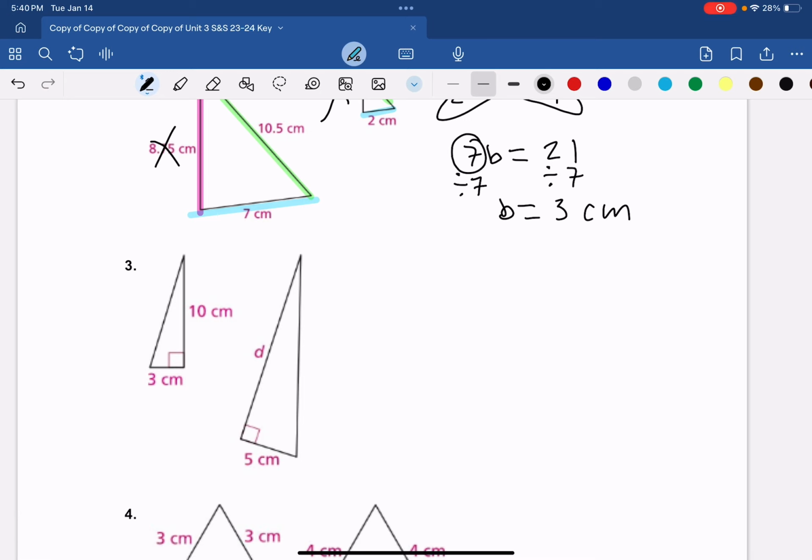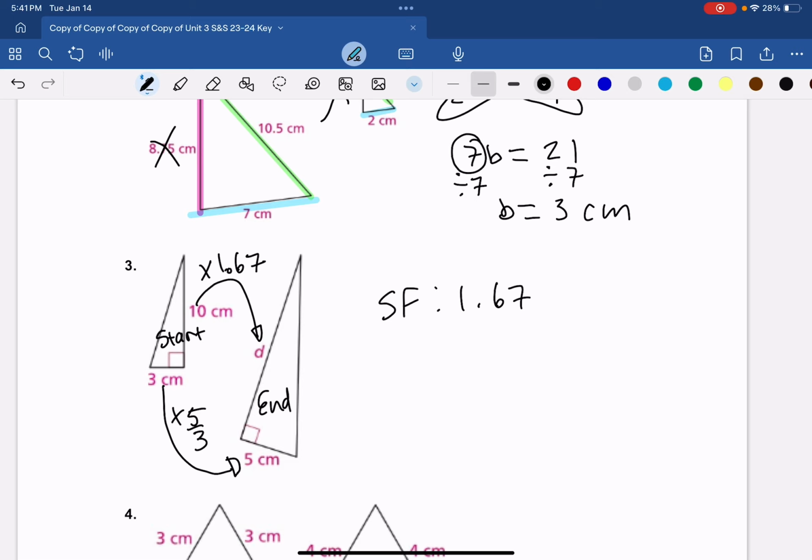All right, let's try again. Let's use scale factor just because we can. If we'd like to go from 3 to 5, that means where we end needs to be divided by where we start. So 5 divided by 3. Our scale factor, let's get a decimal to make life easy. That's 1.67. And so that means we got to multiply by 1.67 again to get D.